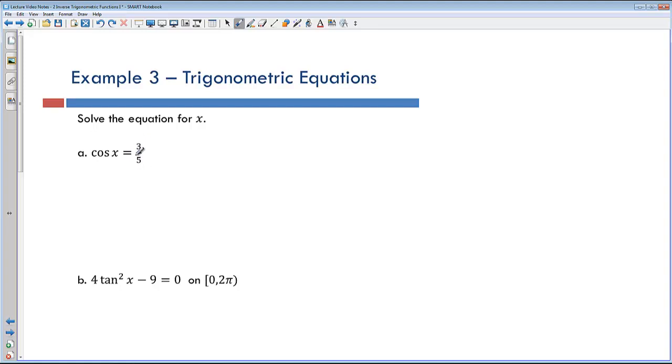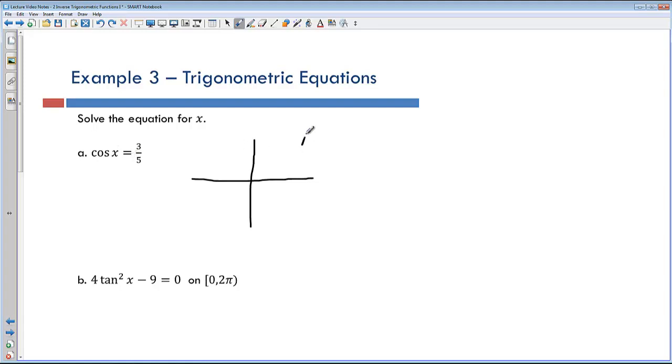And you can't use a reference table because 3/5 isn't in your reference table. But you can still follow the same sort of paradigm that we set up when we use a reference table. So you can figure out which quadrant or quadrants this angle is actually in. And there are going to be an infinite number of solutions, which you can check with your calculator by graphing the left and graphing the right and seeing where it intersects.